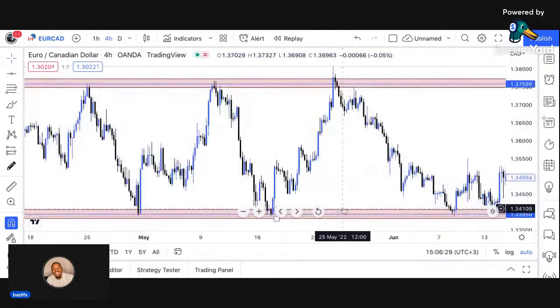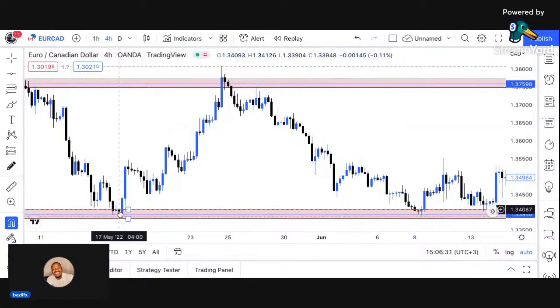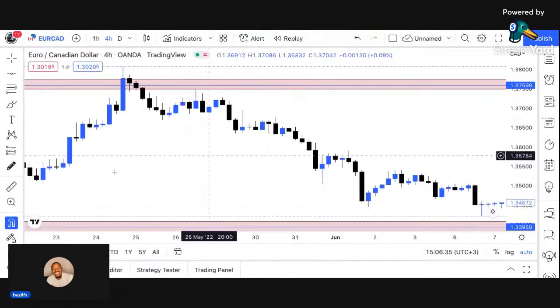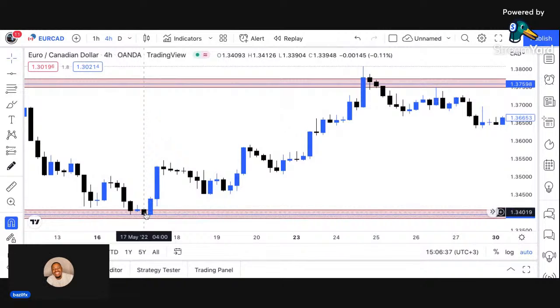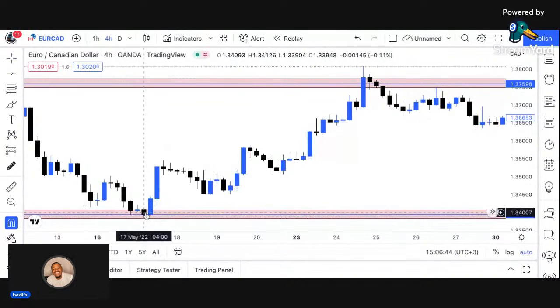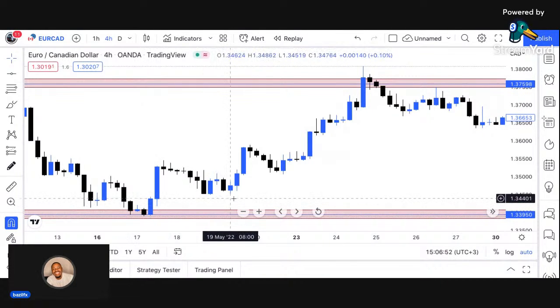You can even see here we had an engulfing candle. This is a bullish engulfing candle, guys. There's nothing tricky here. A small red candle and then a big blue candle. The blue means green and the black one means red. You see, now price goes up.